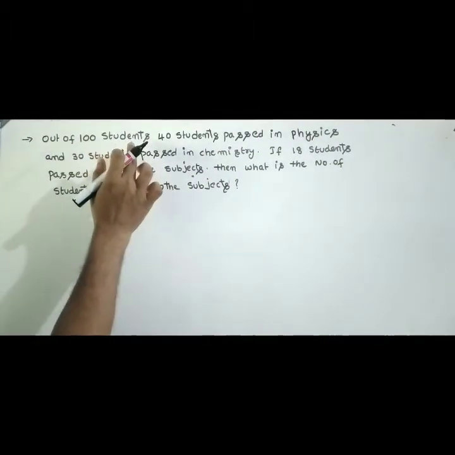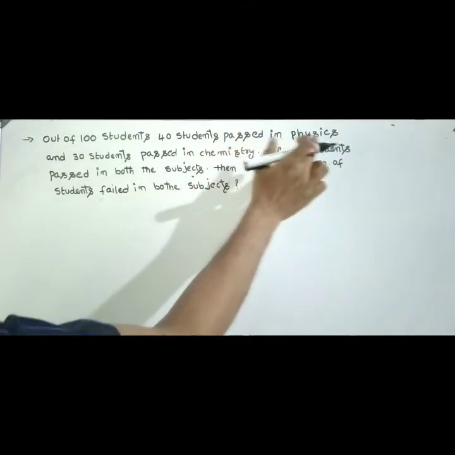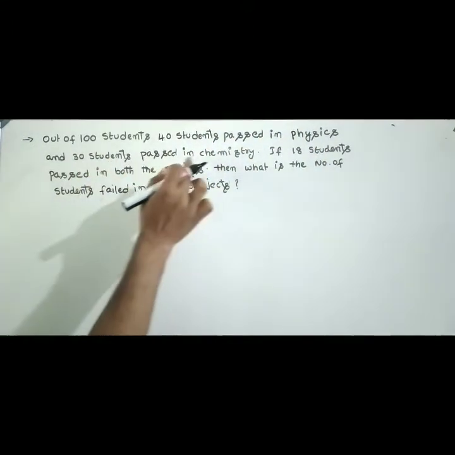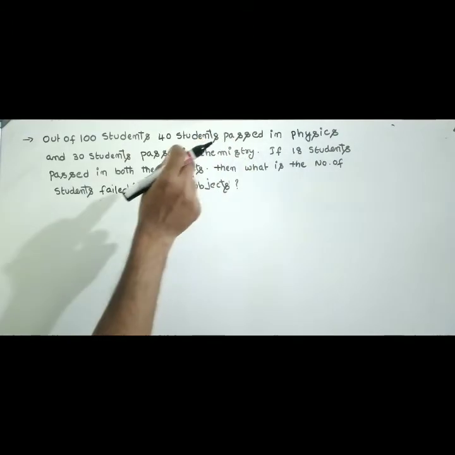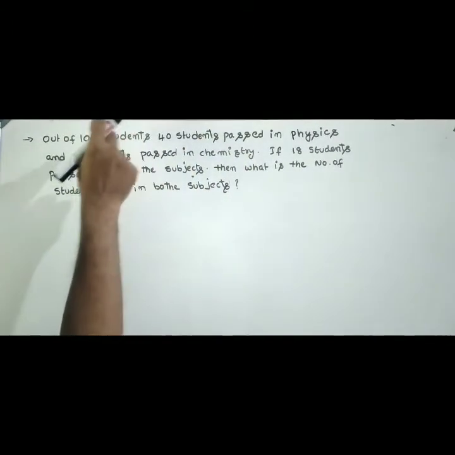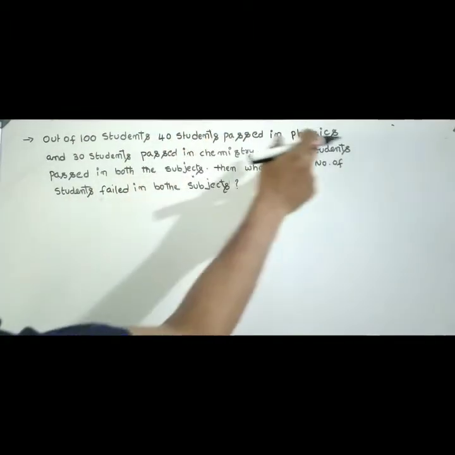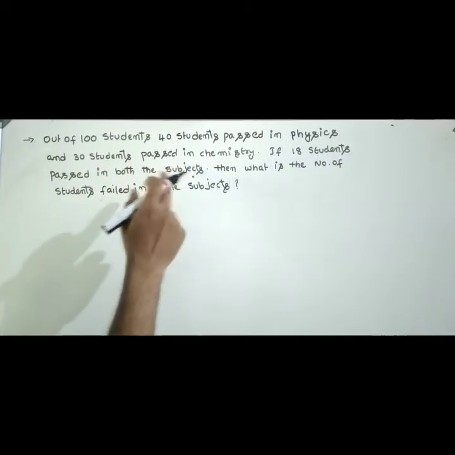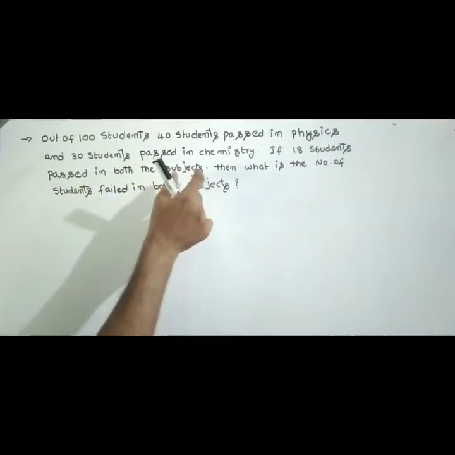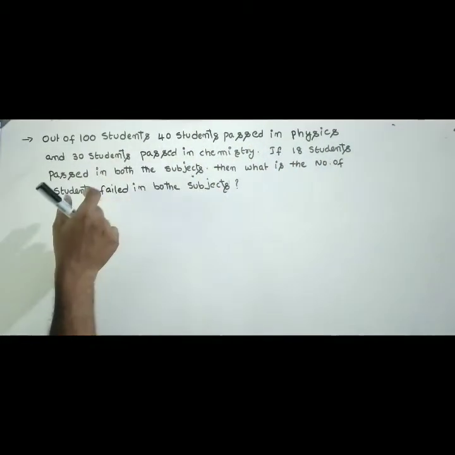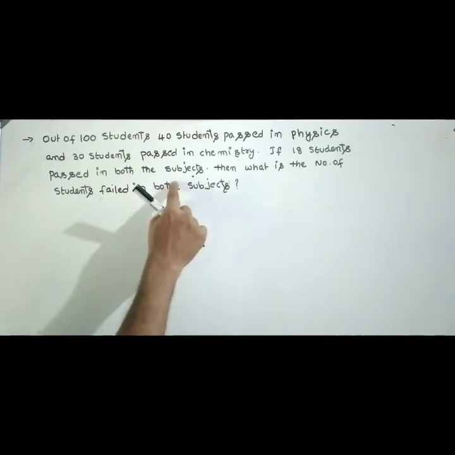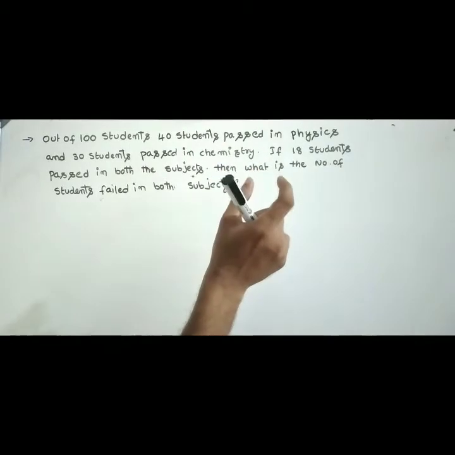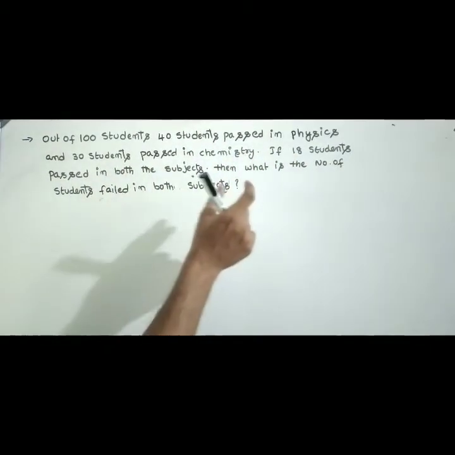Out of 100 students, 40 students passed in physics and 30 students passed in chemistry. See friends, what has been given? There are total 100 students. Out of 100 students, 40 passed in physics and 30 passed in chemistry. If 18 students passed in both the subjects, then what is the number of the students failed in both the subjects? See friends, what has he asked? The number of the students failed in both the subjects.